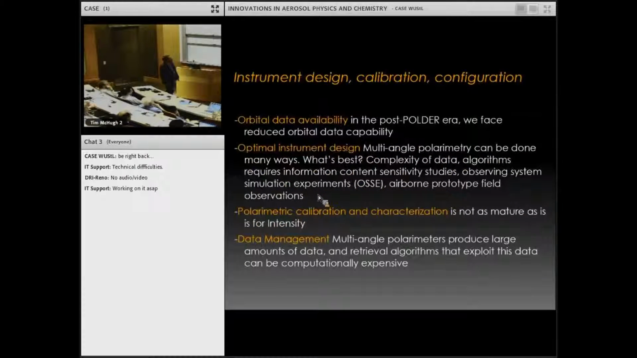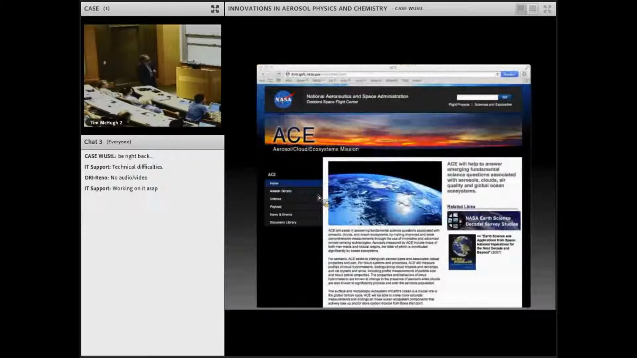Okay, so first thing, instrument design, instrument calibration, and configuration. Well, the first thing is that, as I mentioned before, we are in a state of post-polar where we face reduced orbital data capability. So the question is, we should launch something. Easier said than done. There are some missions in the works. Two of them from NASA are ACE.